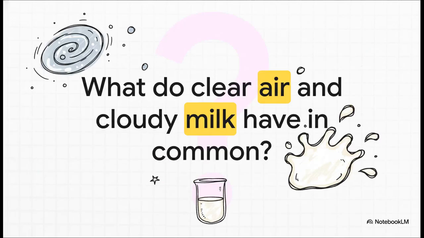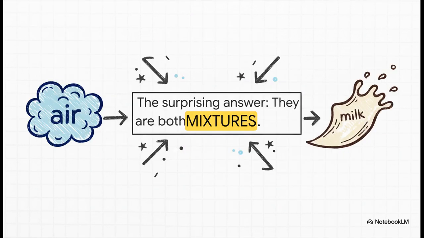Okay, let's dive right in with a question that sounds kind of weird at first. What could possibly connect the totally see-through air all around us with a cloudy glass of milk? They seem like complete opposites, right? Well, the answer is just one simple word. They're both mixtures. Yeah, seriously. That one word, mixtures, is our first major landmark. It's the starting point for this whole incredible map of matter.